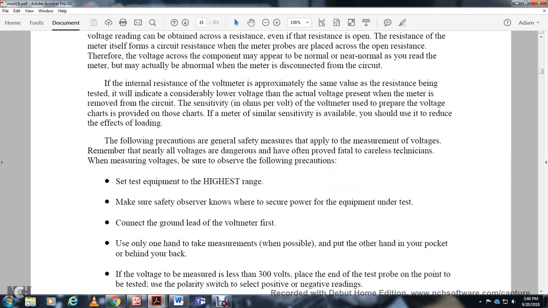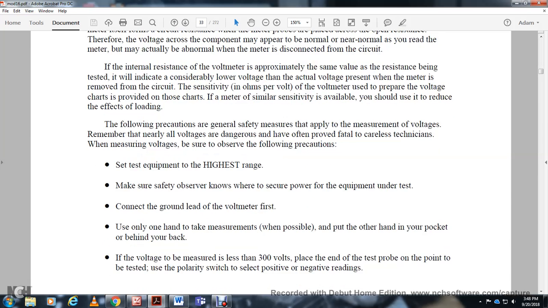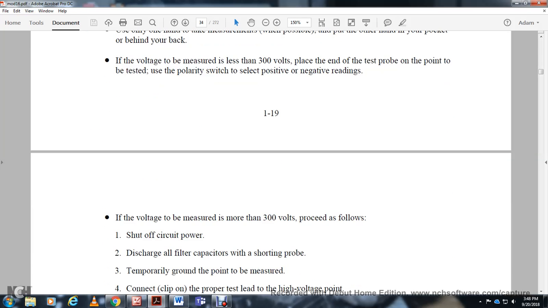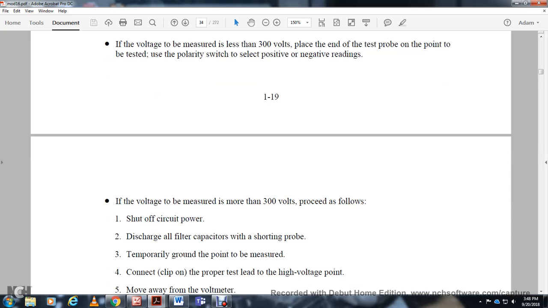Use only one hand to take the measurement, with the other hand in your pocket or behind your back. If the voltage measured is less than 300 volts, place the end of the test probe on the point to be tested, with the polarity switch selecting the positive and negative readings. If the voltage is to be measured at more than 300 volts, shut off the circuit power and discharge all the filter capacitors. Short the probe with a clip around the point to be measured, with the negative clip on the proper tip of the lead, then connect to the high voltage point.